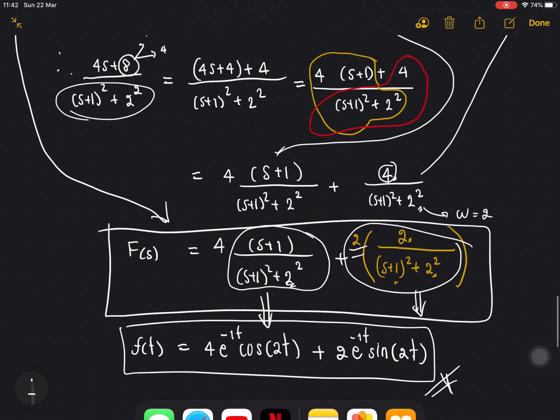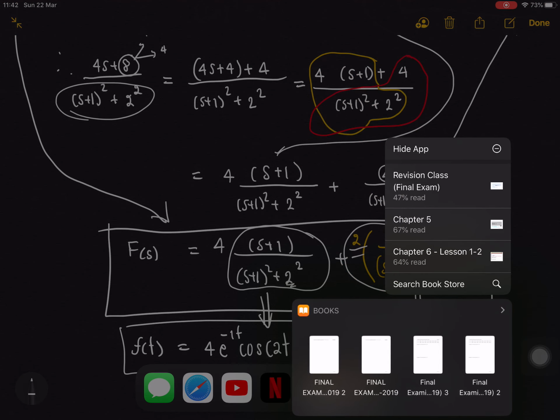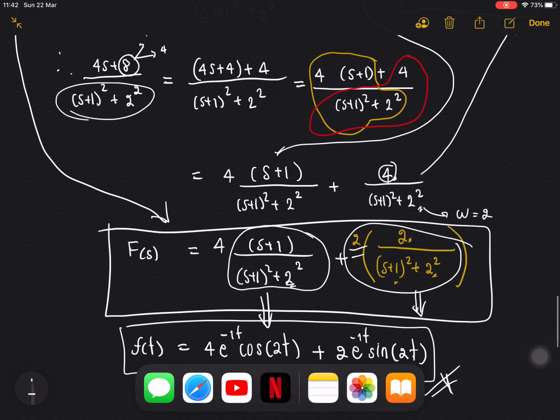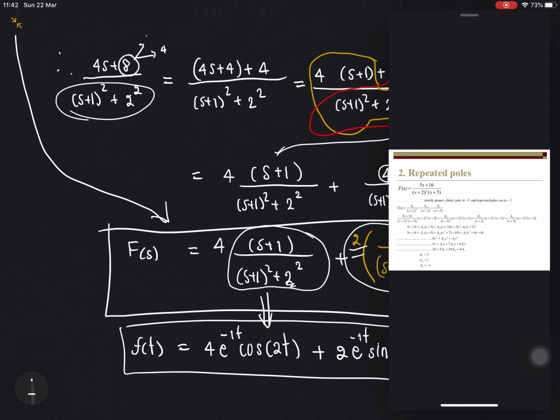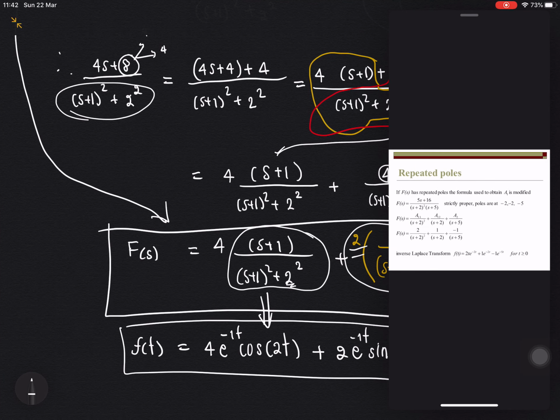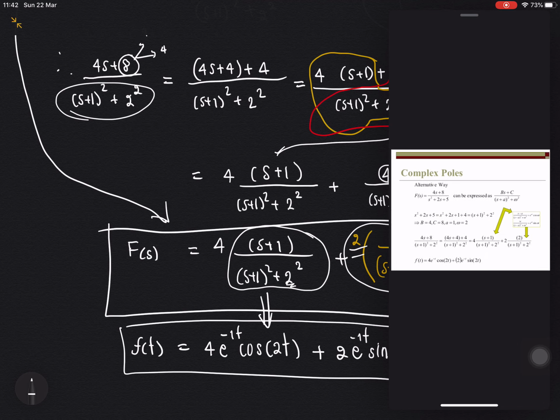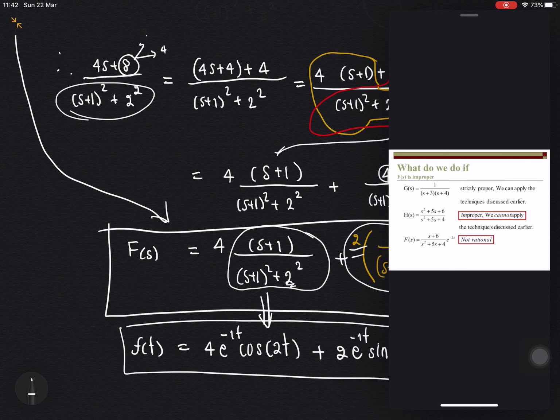Okay, so let's see what's next we have to do. Sorry. Okay, right? After we're done with the complex pole, let's jump into these ones.